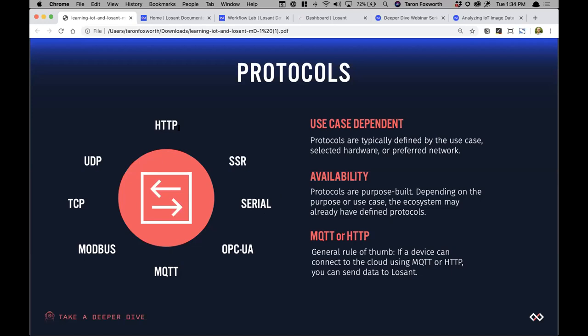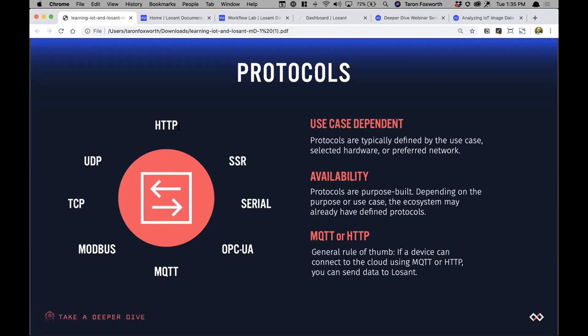Next is availability. Our protocols are generally purpose built. So depending on the purpose or use case, the ecosystem that you're going into may already have defined protocols. The best example that I have here is in the smart environment, where low power wide area networks are very popular. So LoRa, Zigbee, Z-Wave are popular protocol choices in the smart environment space. And in industrial, we see Modbus, OPC UA, raw TCP, and those are the protocols that that community has standardized on.